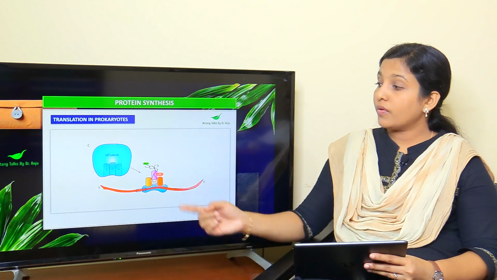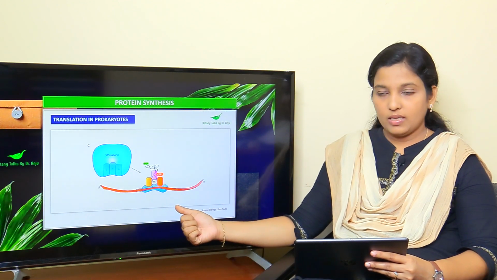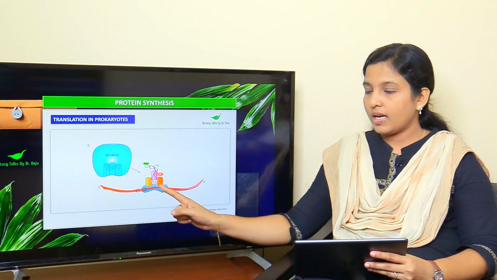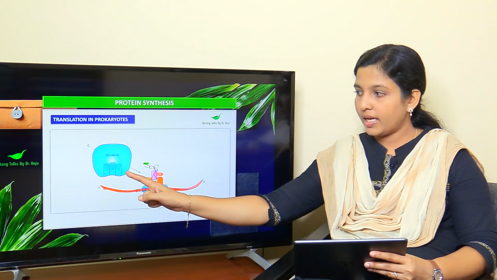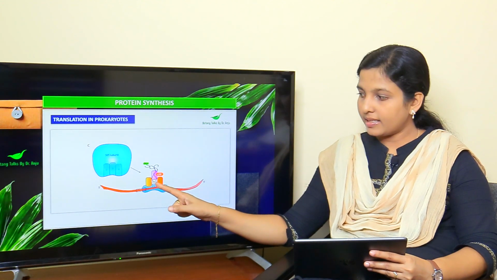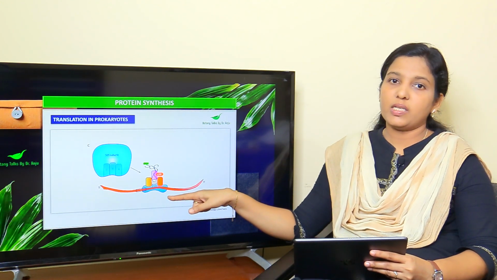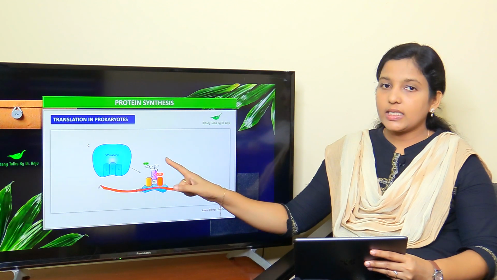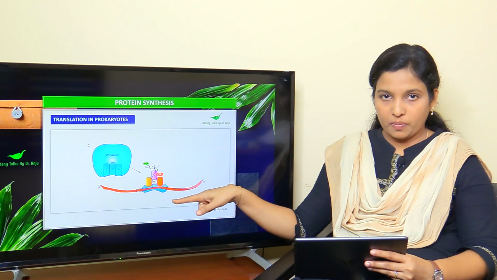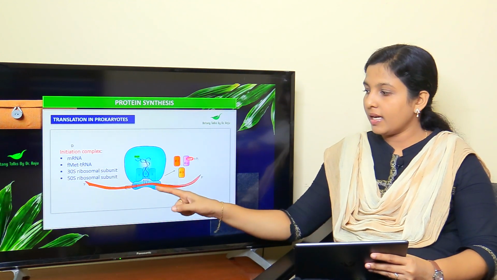Next is the binding of the 50S, that is the larger subunit of the ribosome, to this complex. There is one condition. In an initiation complex, IF3 and the 50S ribosomal subunit cannot occupy together. The release of IF3 signals the binding of the 50S ribosomal subunit to the 30S ribosomal subunit. Only when the initiation factors and GDP are released from the 30S ribosomal mRNA complex will the 50S subunit come and bind. In this figure, you can see the assembly.